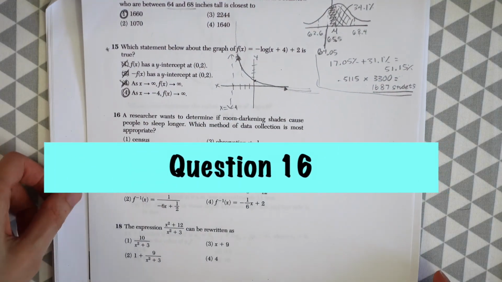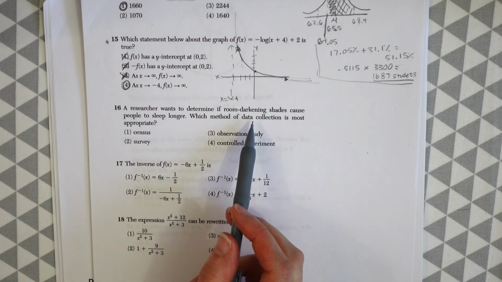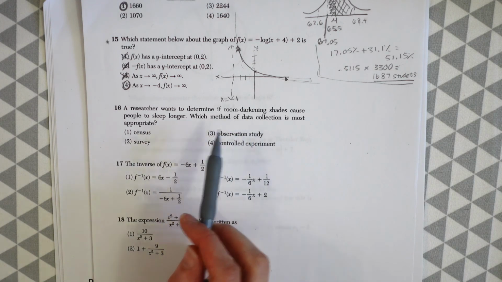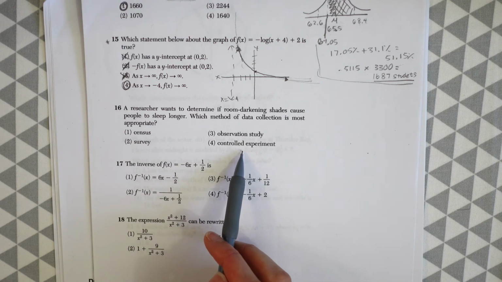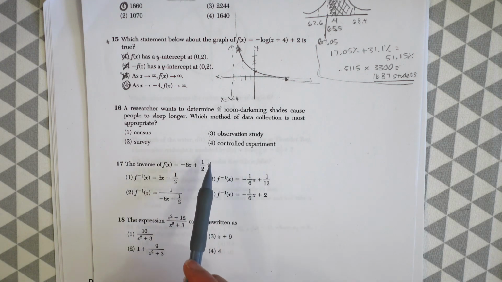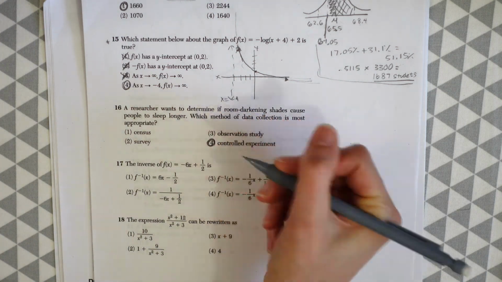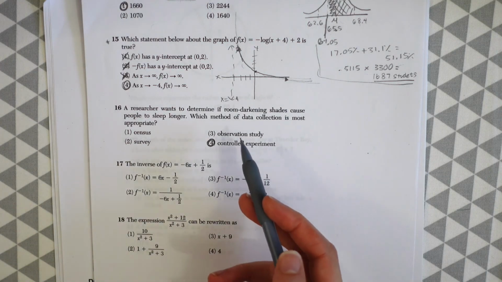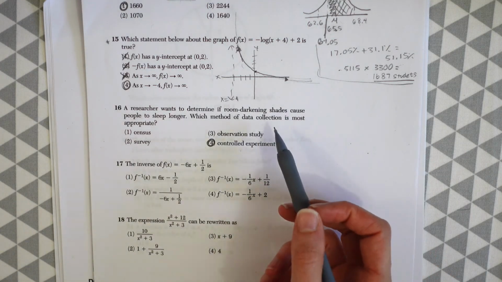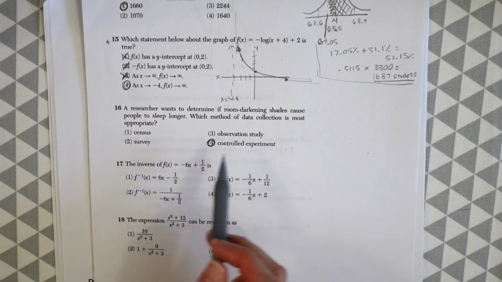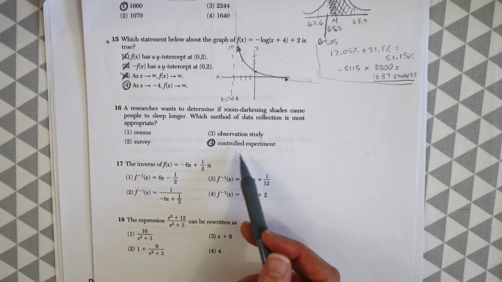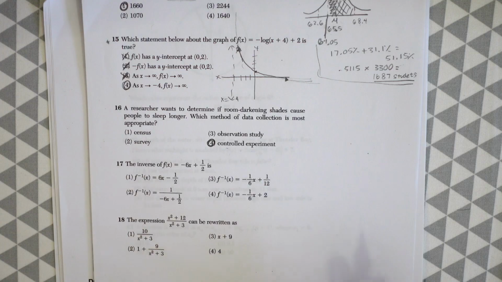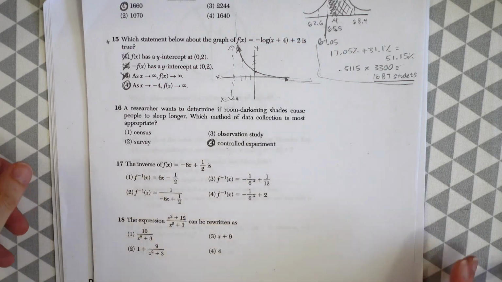Question number 16. A researcher wants to determine if room darkening shades cause people to sleep longer. Which method of data collection is most appropriate? Census, survey, observation study, or controlled experiment. In this case, the controlled experiment, choice number 4, makes the most sense because that way we can control whether someone is sleeping in the room with these shades and measure how long they're sleeping. So we don't want to just study them and observe them sleeping without changing anything, right? We want to control the environment that they're in. And census and surveys don't make sense here. You can't just ask how people are sleeping. We want to see how they do with these room darkening shades.